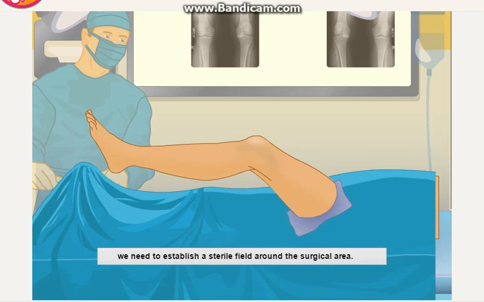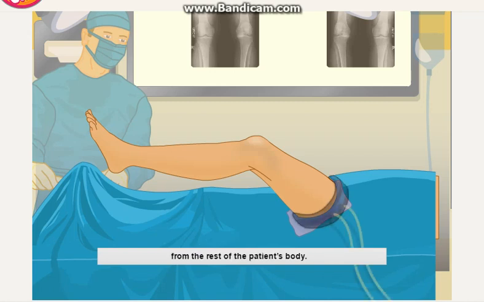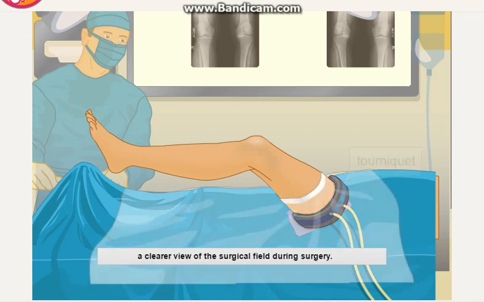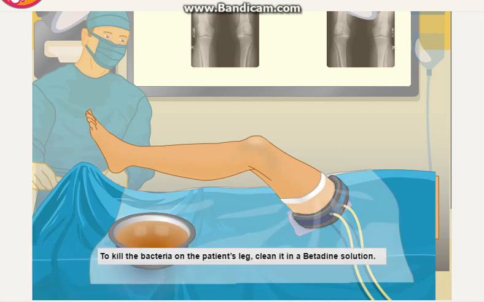a sterile field around the surgical area. A series of sterile drapes isolates the surgical field from the rest of the patient's body. A tourniquet is applied to cut off blood flow, which allows a clearer view of the surgical field during surgery. To kill the bacteria on the patient's leg, clean it in a betadine solution. This scrubbing process will limit the chance of bacterial infection.